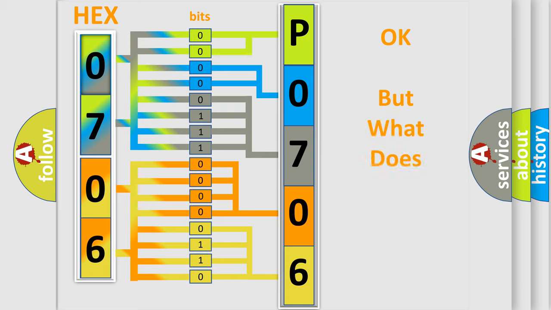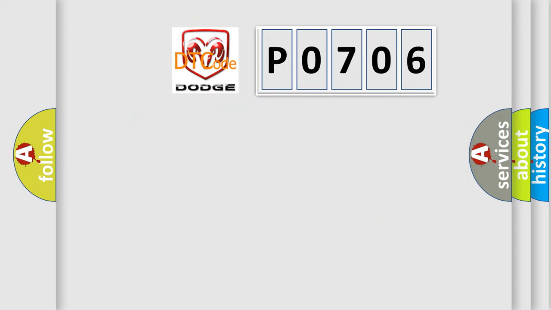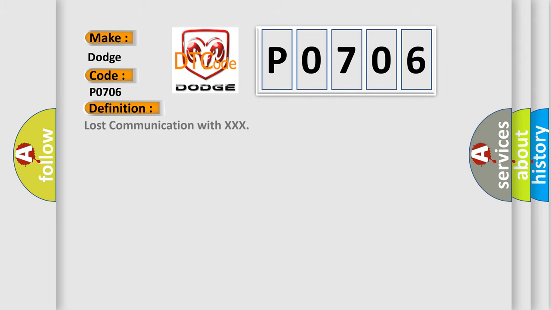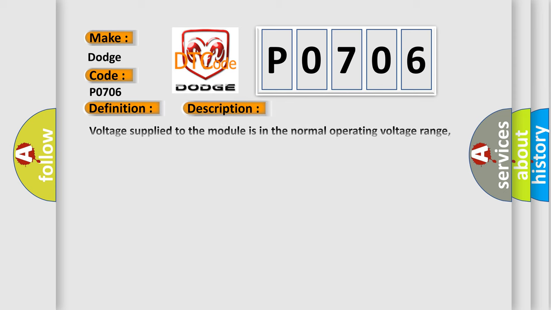The number itself does not make sense to us if we cannot assign information to what it actually expresses. So, what does the diagnostic trouble code P0706 interpret specifically for Dodge car manufacturers? The basic definition is lost communication with XXX. And now this is a short description of this DTC code.